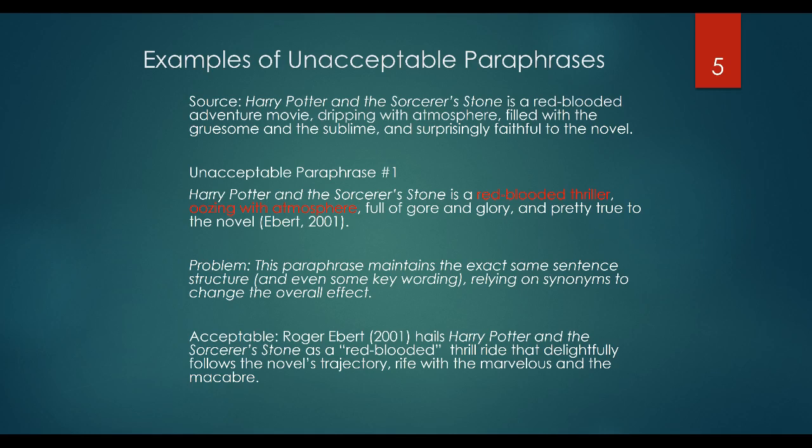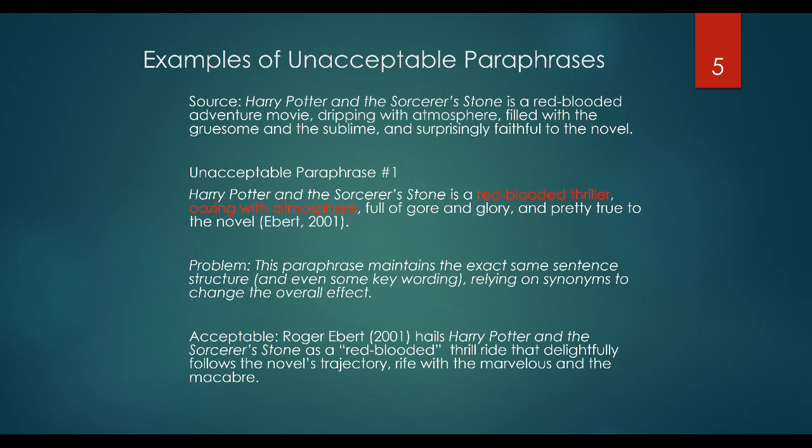Number 1, I kept the original sentence structure and the progression of ideas. So exactly as Ebert wrote this, I expressed the ideas. Then, in order to make it my own, I just switched a few things around. Number 1, I used this word, red-blooded thriller. He used the term red-blooded adventure movie. So I just subbed out adventure movie with the word thriller.